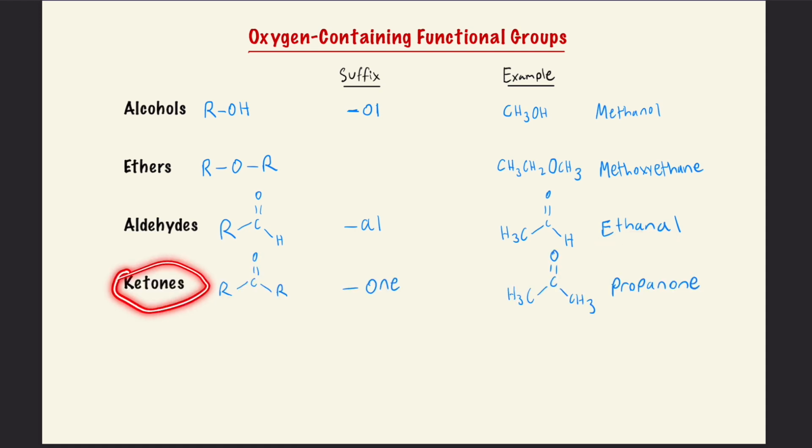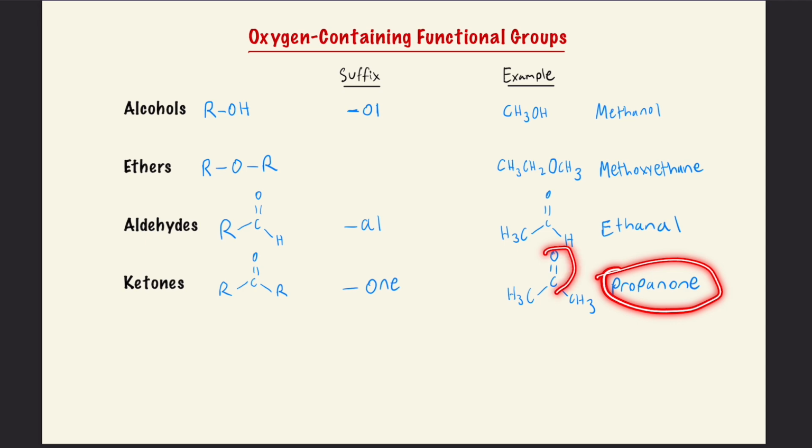Next are ketones, which is actually very similar to aldehydes. The only difference is that this carbonyl group, instead of being on a terminal carbon like they are in aldehydes, is in a central carbon within the carbon chain. The suffix of ketones is -one, O-N-E. And an example of a ketone is propanone, where the carbonyl group is in the carbon chain. In other words, the carbonyl is not on a terminal carbon.